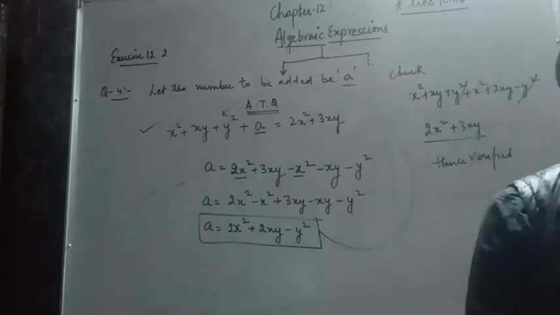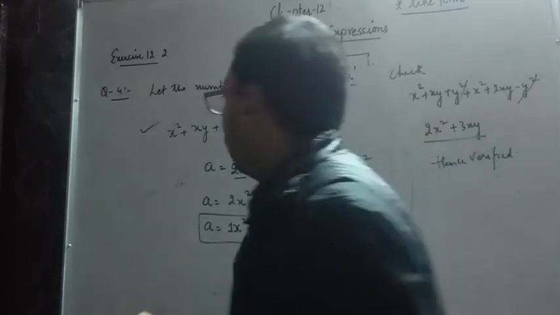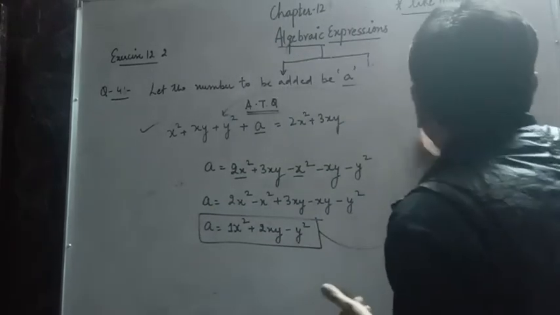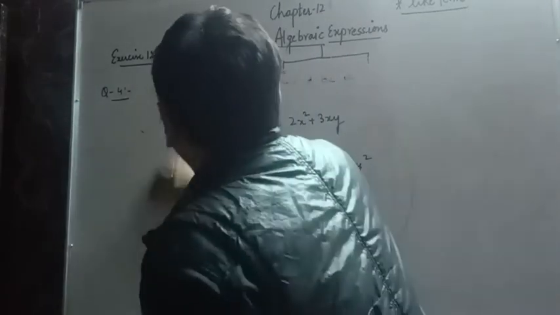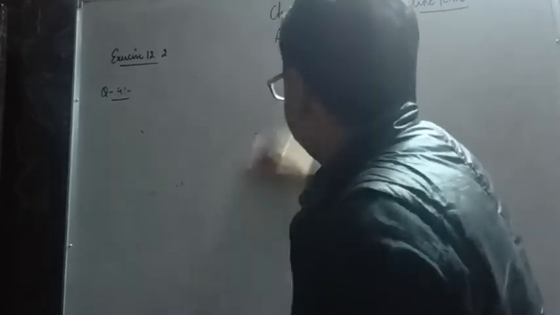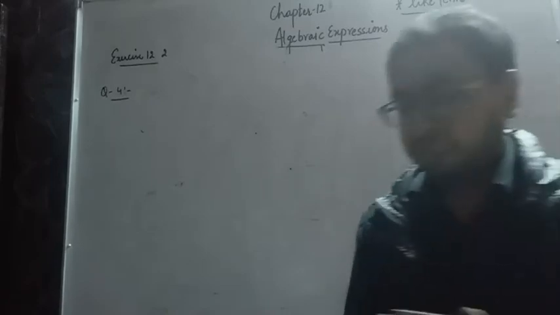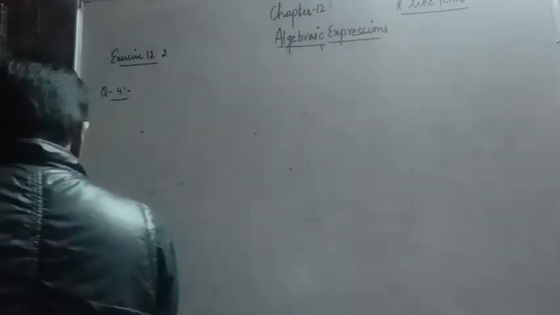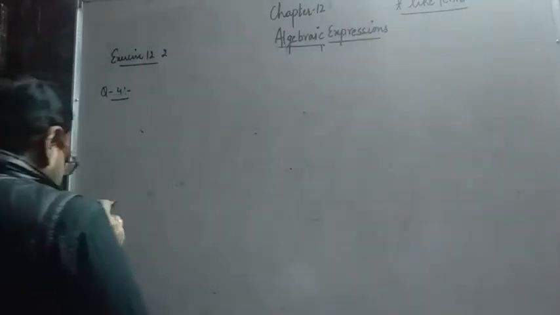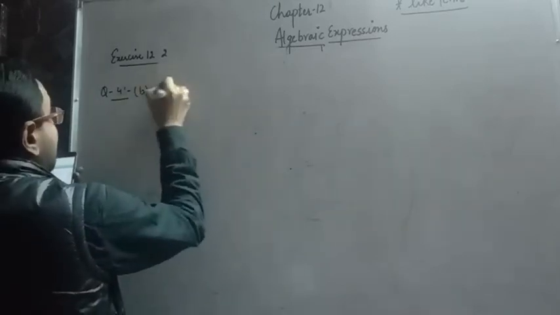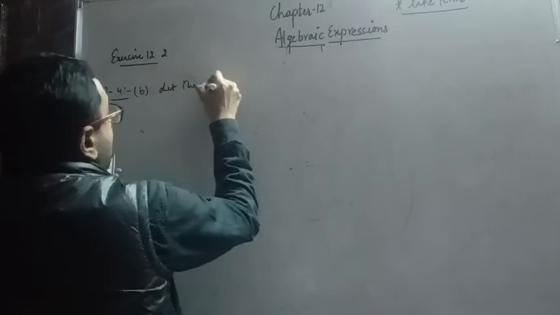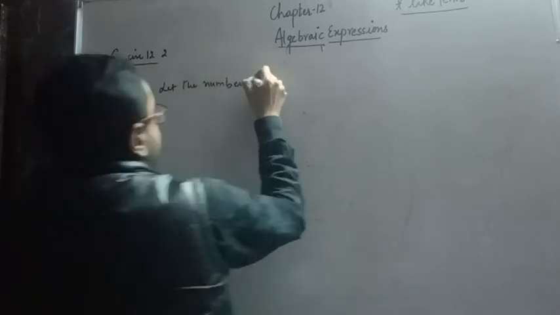Okay. There is one more method basically of doing this. I'll tell you. That I call a conventional method. Now, same question, B part, what should be subtracted? What should be subtracted in case of subtraction? Let's see what that is. B part. Let the number or expression to be subtracted.